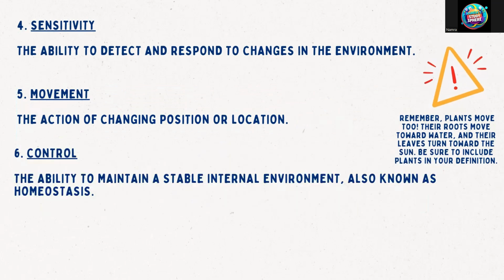Next is control, also known as homeostasis. So homeostasis is the process of maintaining a stable internal environment, like keeping your body temperature or water level constant. This allows the best conditions for all cell reactions to occur.